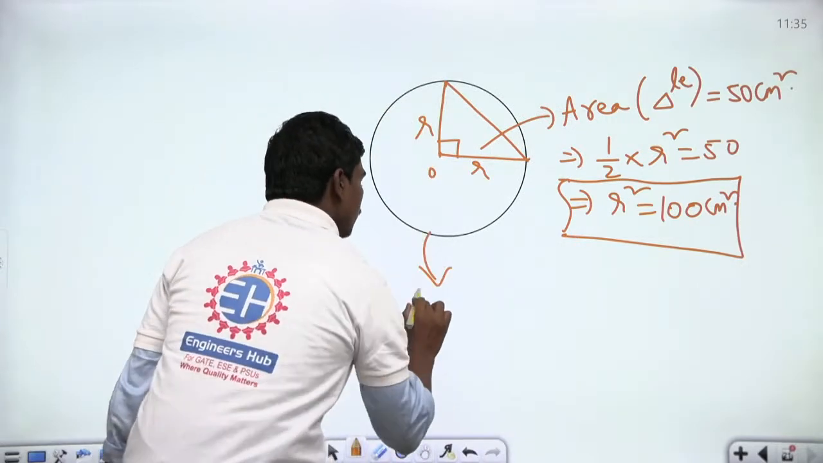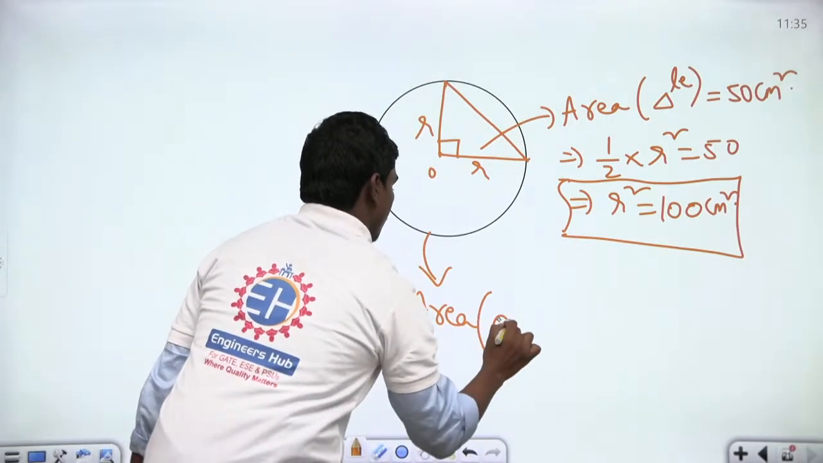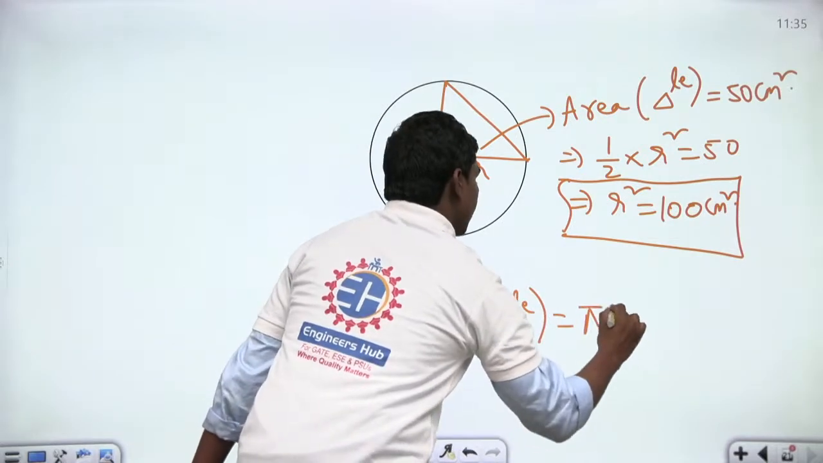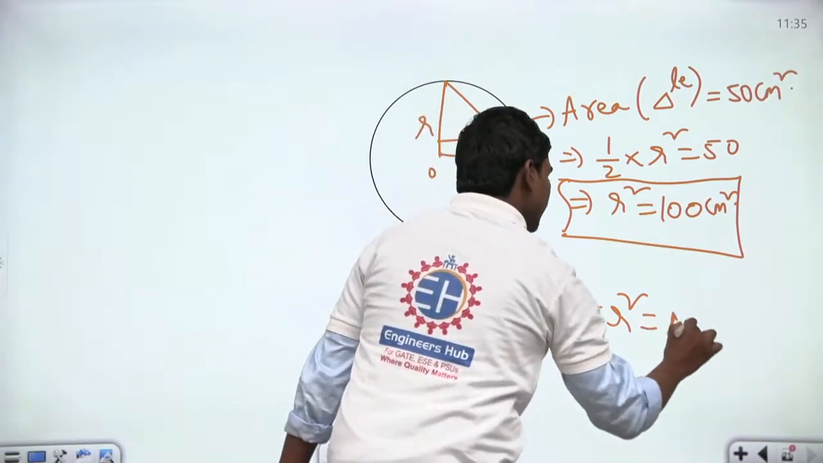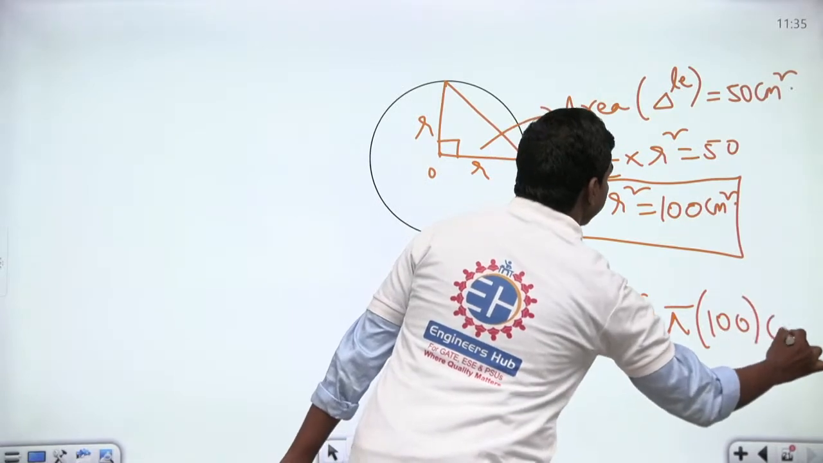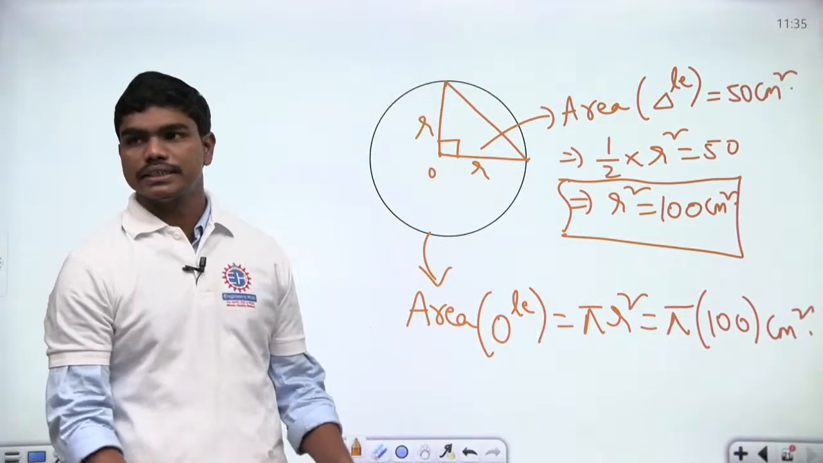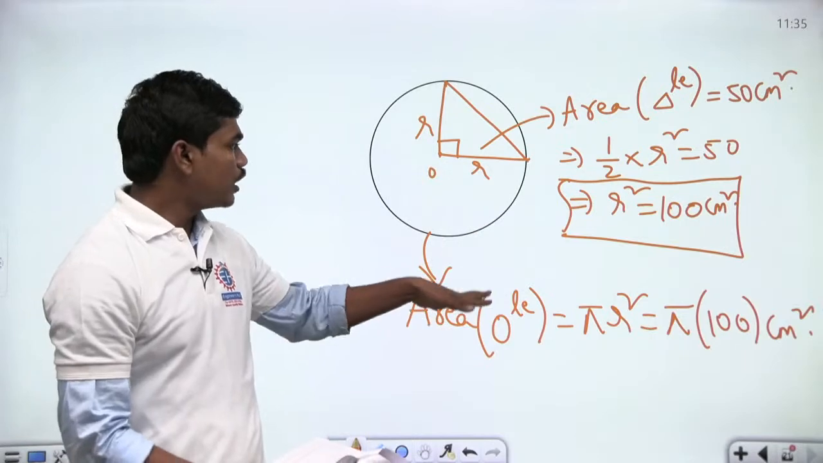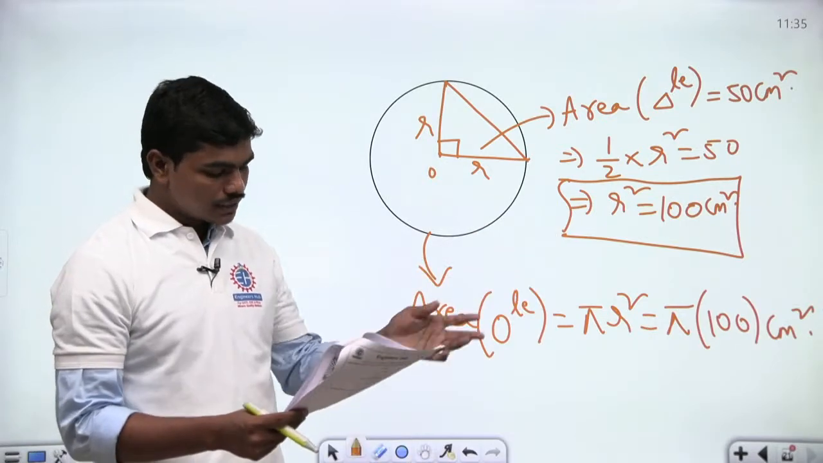Area of the circle is pi r square, and you get the value of r square from here, which is pi times 100 centimeter square. Okay, so it's a simple equation that you can solve with basic intuition on geometry. So the area of this triangle is nothing but 100 times pi centimeter square.